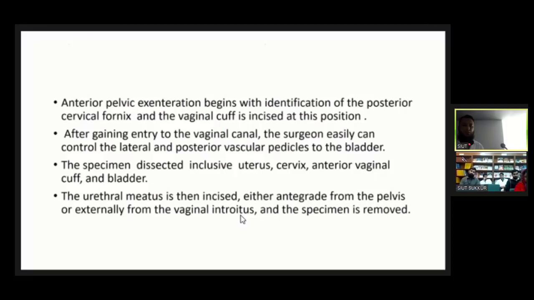Anterior pelvic, the identification of the posterior cervical fornix, and the vaginal cuff is incised at this position. After beginning the entry into the vaginal canal, the surgeon can easily control the lateral and posterior vascular pedicles to the bladder, and the specimen is dissected from the uterus and cervix and the anterior vaginal cuff of the bladder, and the urethral meatus is then incised, antegrade, and externally to the vaginal introitus, and the specimen is removed.